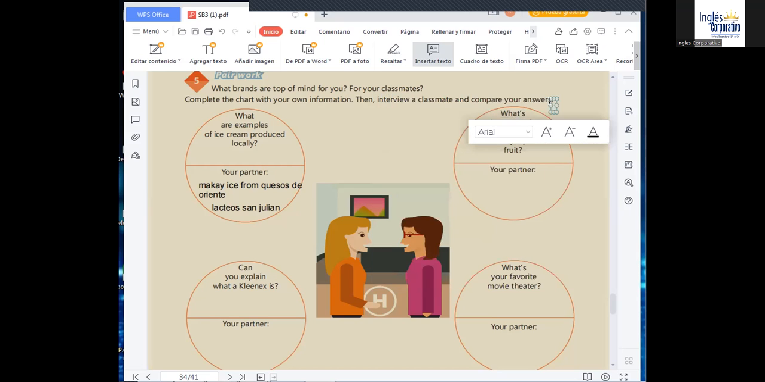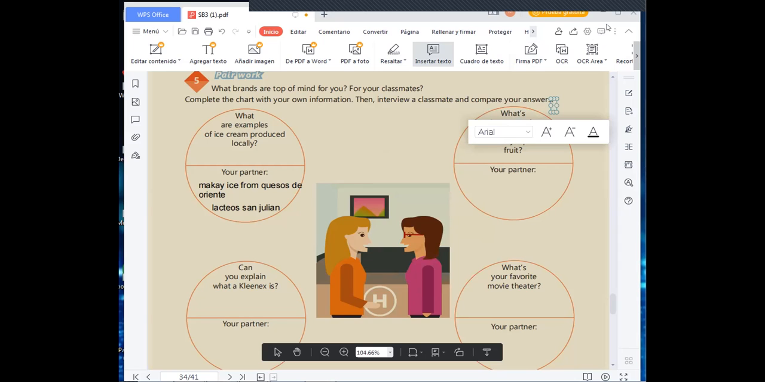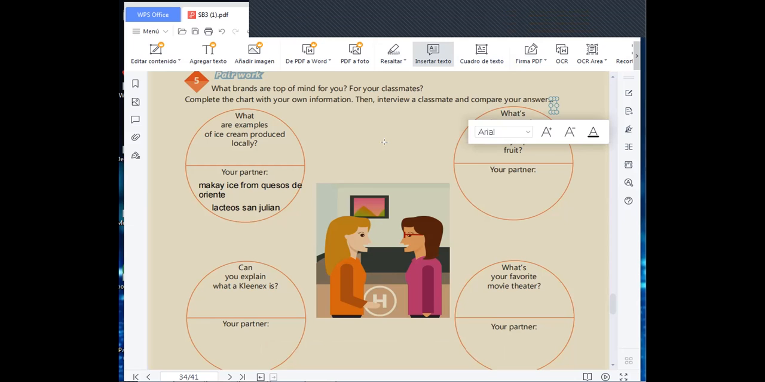Okay, and in my case, what are examples of ice cream produced locally here? I don't know any brand locally, but I can say it. Nevería Boston. Another ice cream that is very good is Sin Rival.